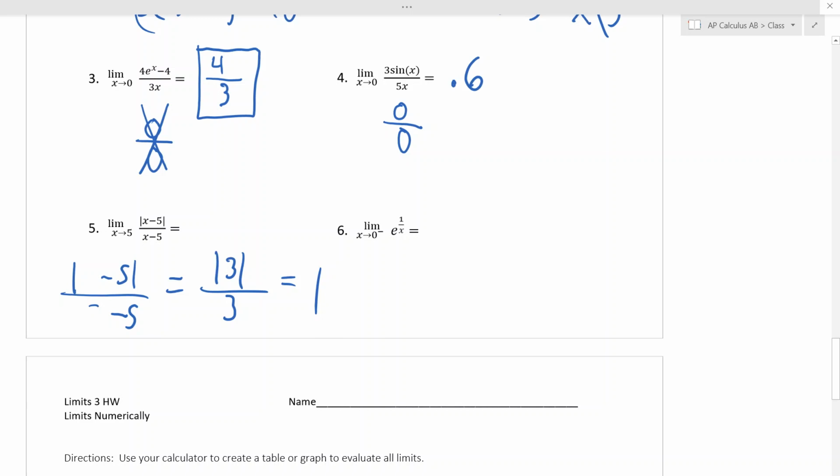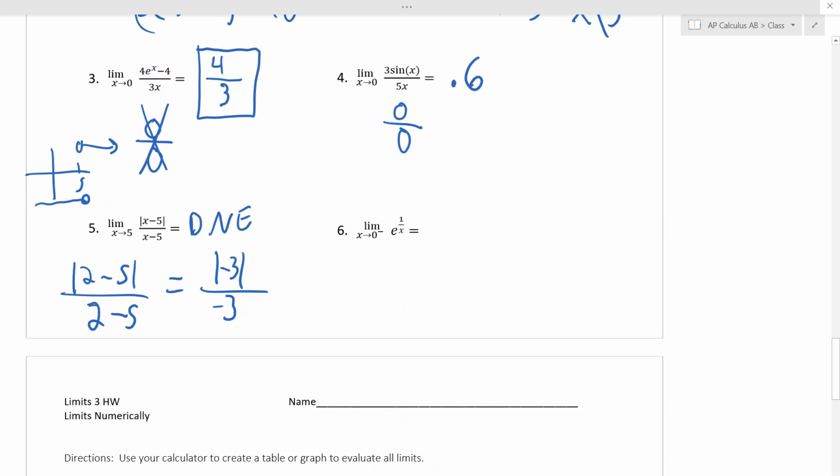If I plug like a 2 into here, now I get the absolute value of negative 3 over 3 over negative 3. Well, that's 3 over negative 3. That's negative 1. So no matter what happens, these things are going to cancel. It's just on one side they're negative 1, and the other side they're positive 1. But because both sides of this graph at 5, remember here's 5, this graph does this, and then this side does this. Because they're not headed to the same side, we say this limit does not exist.